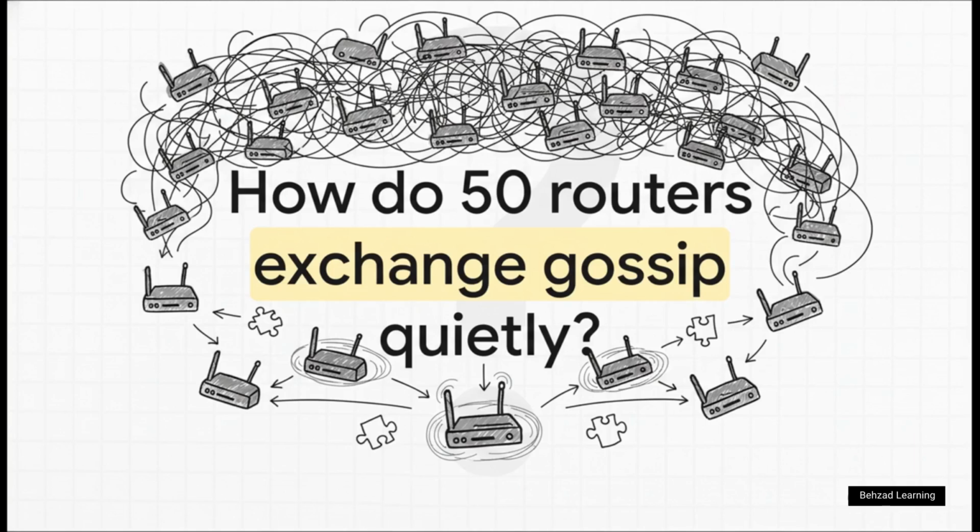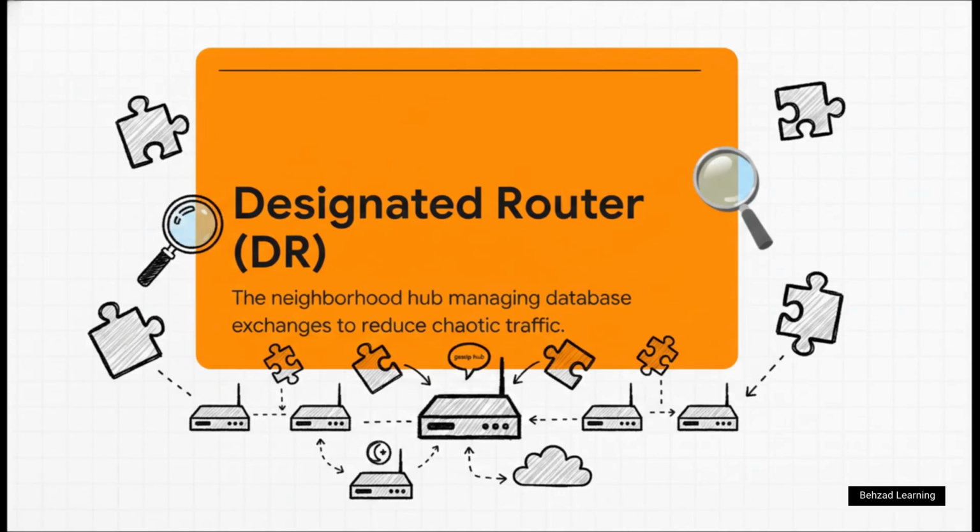How on earth do they exchange all their LSA puzzle pieces without just shouting over each other? If everyone tries to form a direct, full relationship at the exact same time, the network would literally drown in a chaotic flood of its own traffic. They need community leaders. Enter the designated router, or DR.